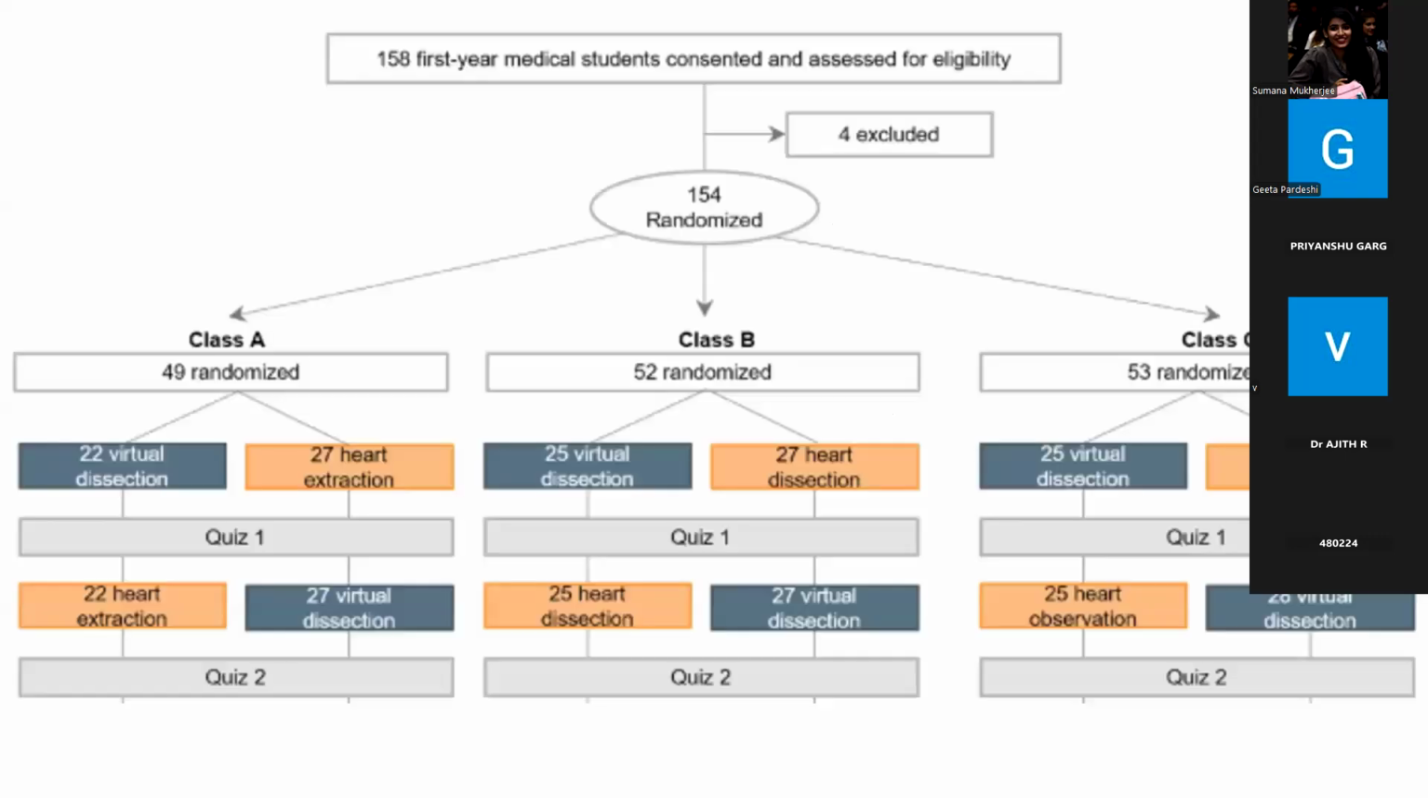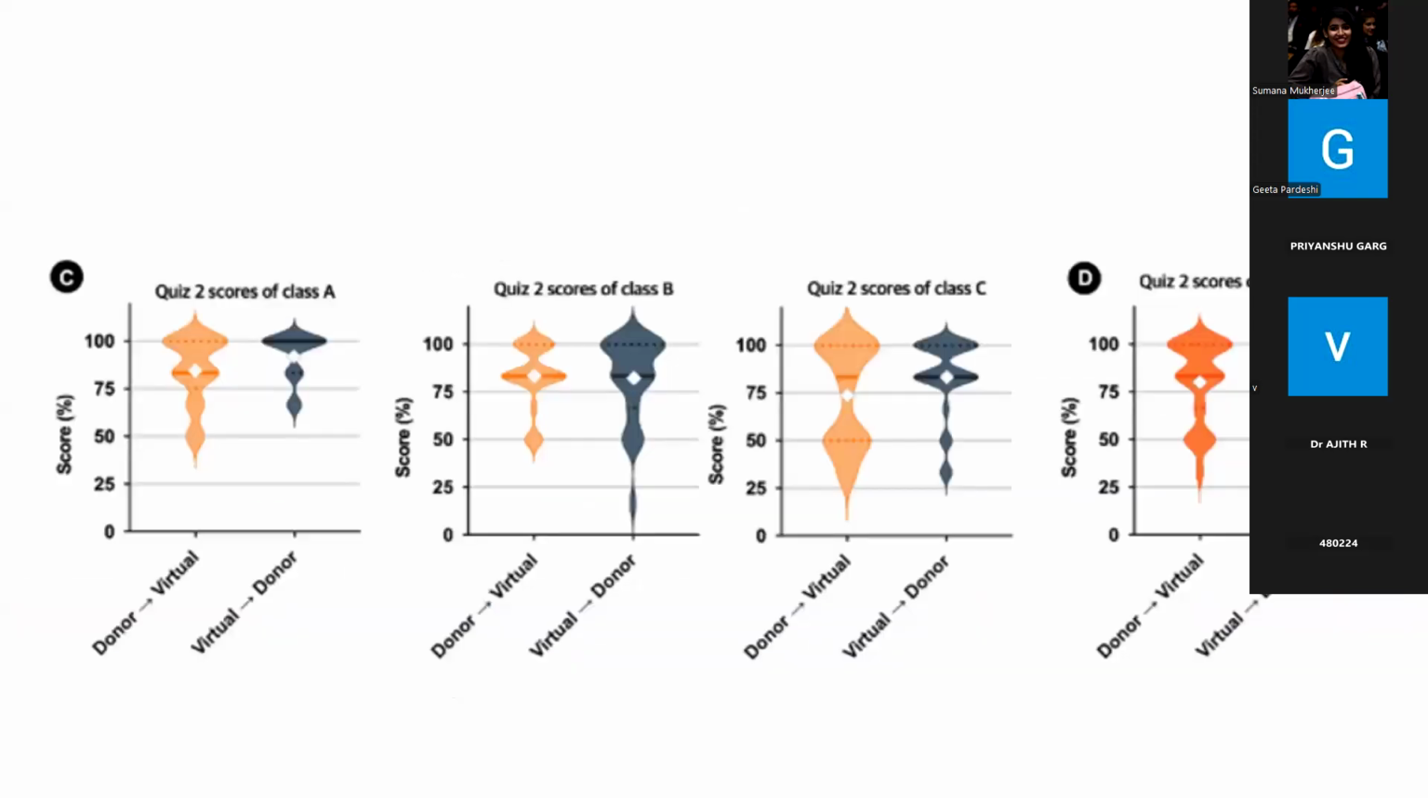The same study which we did previously, they have done this. That is, you give one kind of dissection to one group and then follow it up with the other kind of dissection, and vice versa. Because this study was a part of that original parent study, they have done it in a complicated fashion, class A, class B, class C. Overall, it is the same as both the participants have rightly described. So one gets virtual first, followed by the cadaveric, and the other gets cadaveric followed by the virtual.